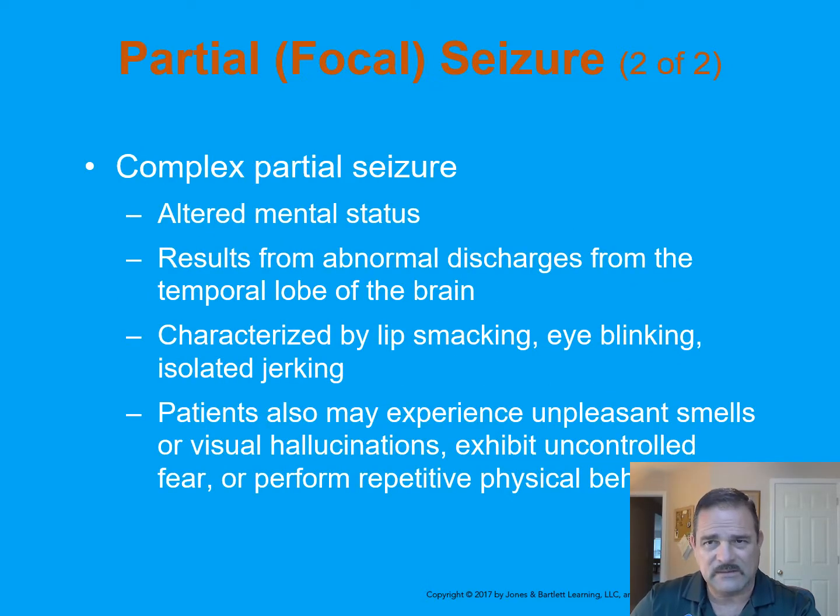All right, then you have complex partial seizures. The patient has an altered mental status and does not interact normally with his or her own environment. This is the end result of abnormal discharges from the temporal lobe of the brain. Other characteristics may be lip smacking or eye blinking very quickly, or isolated jerking of the extremities. The patient also may experience unpleasant smells or visual hallucinations, and then exhibit an uncontrollable fear or perform repetitive physical behavior.